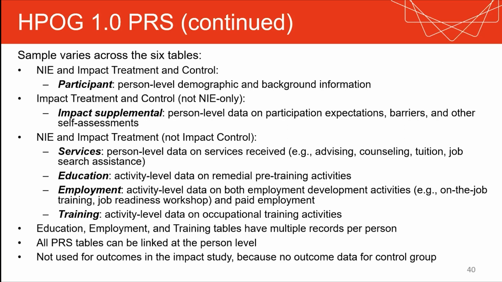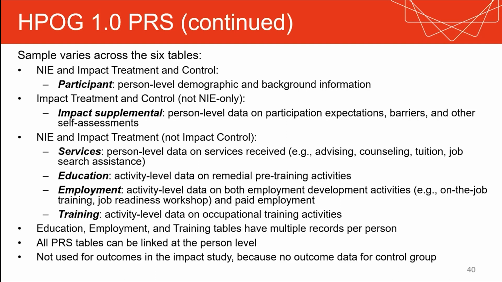And then for those with access to the HPOG program, if you think back to the visual, the left-hand side there, both implementation and impact treatment, there is activity-level data recorded by grantees on services received during the program, educational activities during the program, employment, including both job employment and employment development activities, and activity-level data on occupational training. So those latter four files have multiple records per person, sort of one record per activity.